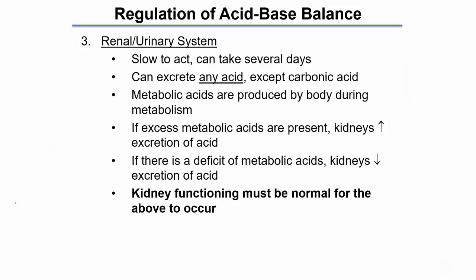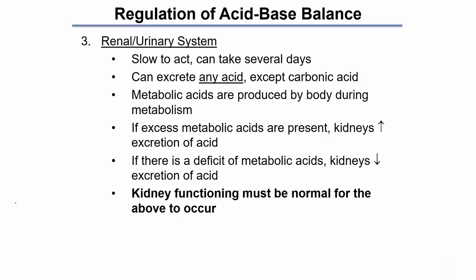Lastly, the third system that we have in acid-base homeostasis is the renal or urinary system. Renal, kidney, urinary, all kind of synonyms of each other. So this system, remember, buffers work immediately. The respiratory system can work in minutes, at least, or 2 hours. And the renal system, however, needs at least 24 hours, up to 5 days. So it's slow to act and it can take several days to achieve homeostasis again.